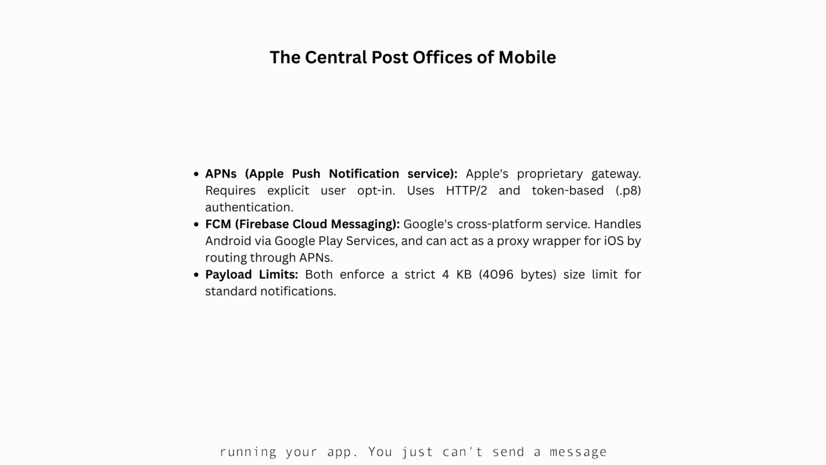You just can't send a message directly from your server to an iPhone. You have to go through the platform's gatekeeper. For Apple, this is APNs, Apple Push Notification service. And for Google and Android, it's FCM. Think of these as massive global post offices. FCM is actually incredibly powerful because it acts as a cross-platform layer. You can send it one payload and it will route it natively to Android or act as a proxy and forward it to APNs for your iOS users. Just remember, you only get 4 kilobytes of payload data, so you have to keep it light.